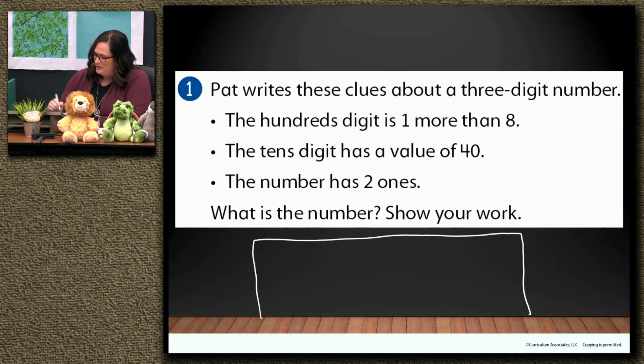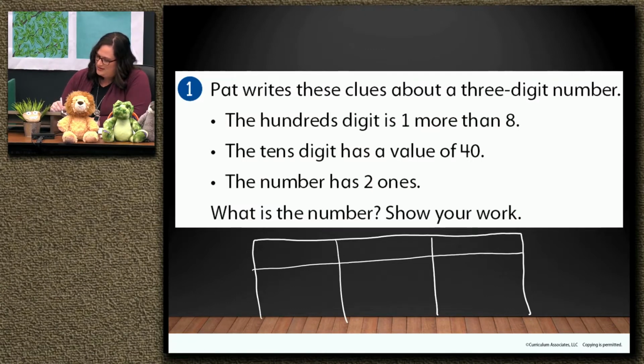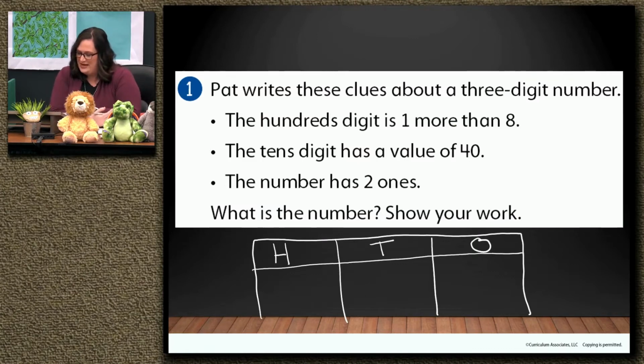So I'm going to get my place value chart ready. And I'm going to do hundreds. And I'm just going to do an H for hundreds, T for tens, and O for ones. If I had time, I would write them out. But for time, I'm just going to do it shorthand like that. Okay, let's read the clues. The hundreds digit is 1 more than 8. So in our hundreds place, how many are there if there's 1 more than 8? Yes, 9. So there are 9 hundreds, okay?